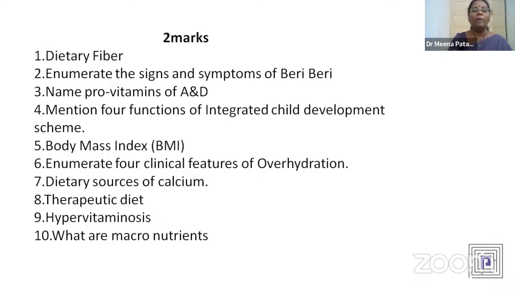So what is vitamin A, vitamin D, then what is the provitamin of vitamin A, and what is the provitamin of D, and what is needed to convert it into the actual vitamin.